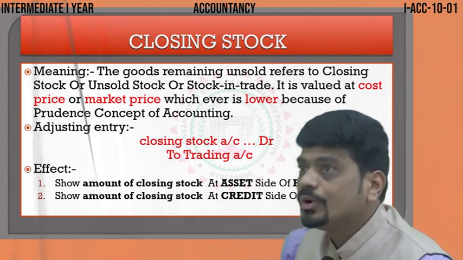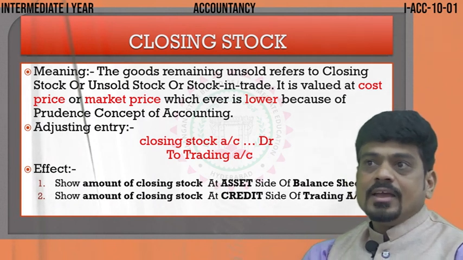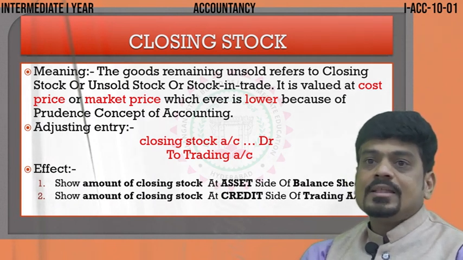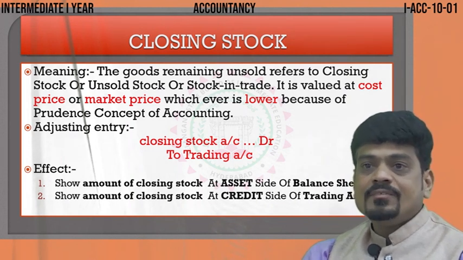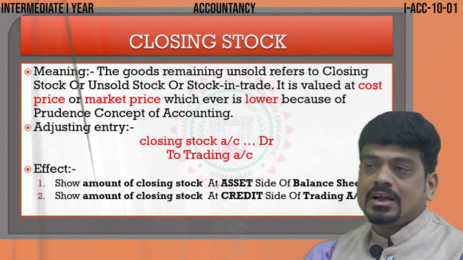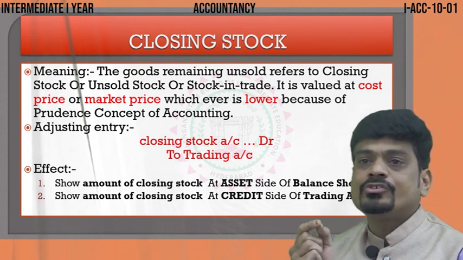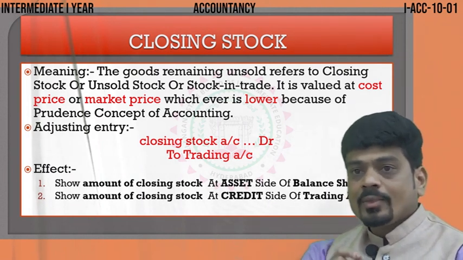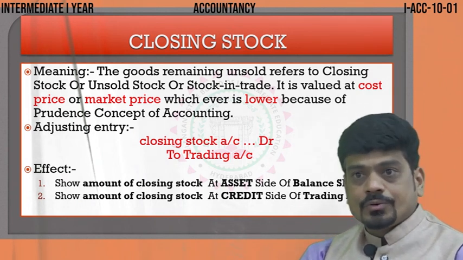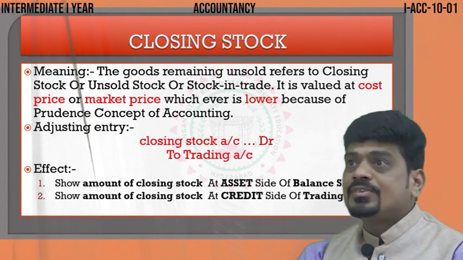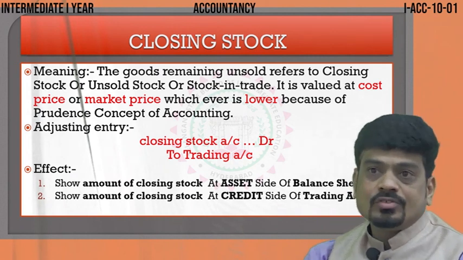Then how are we going to give the effect? If you look at the effect, you can see two effects I told you, and the first effect we are giving at asset side, and second we are showing at credit side of trading account. You can see very clearly I wrote, show the amount of closing stock at asset side of balance sheet. Second, show the amount of closing stock at credit side of trading account. Students, I'll be happy if simultaneously you can copy it also. Then, this is the closing stock.